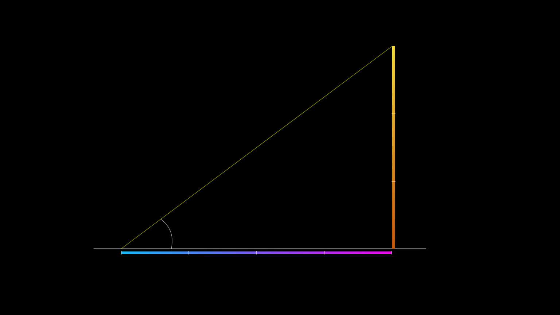So if we were to make that vertical rise smaller, we have to change the slope of the line to fit that.